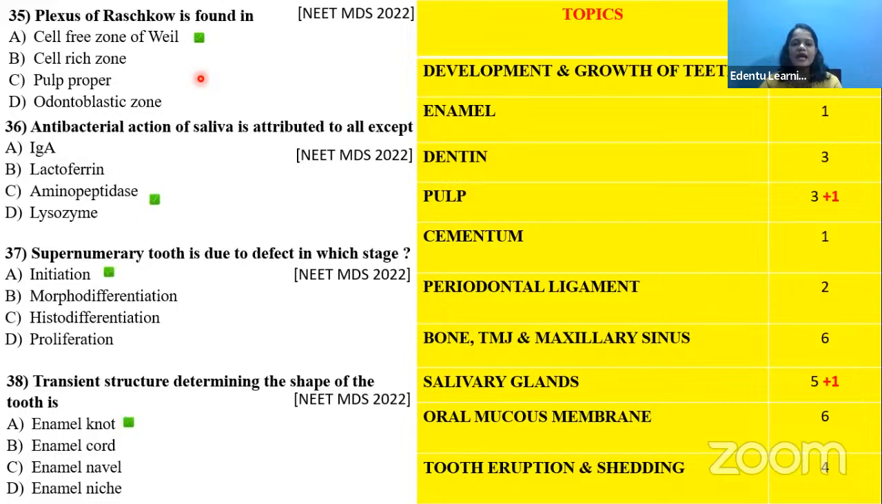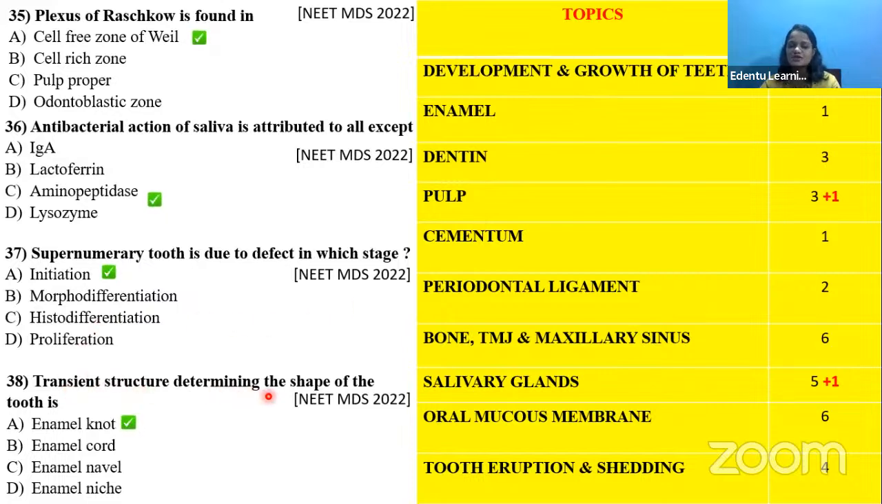Next is: antibacterial action of saliva is attributed to all except aminopeptidase. Again, a salivary gland question. Supernumerary tooth is due to a defect in which stage? It is mainly due to a defect in initiation. Again, a development question.